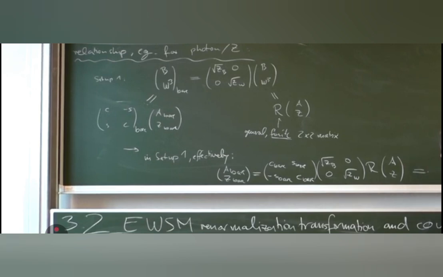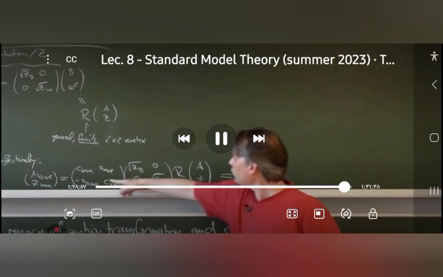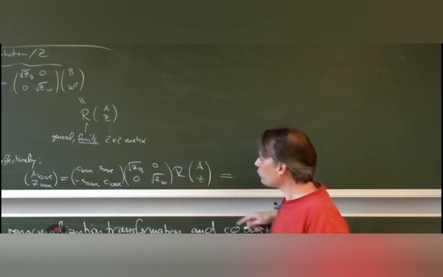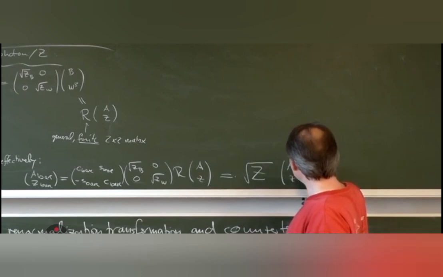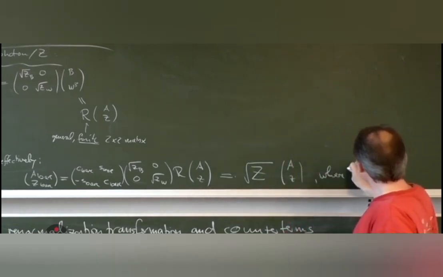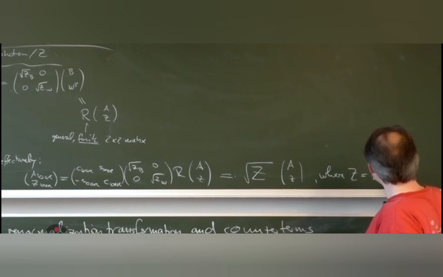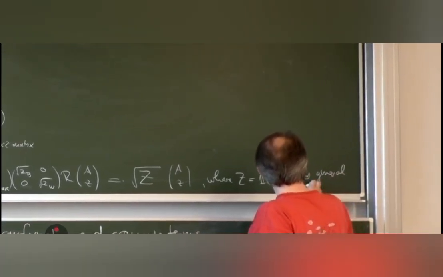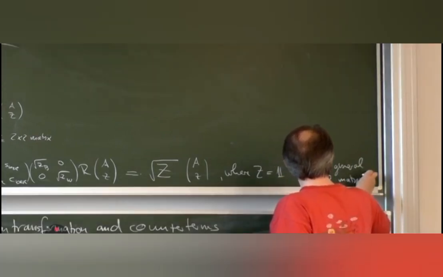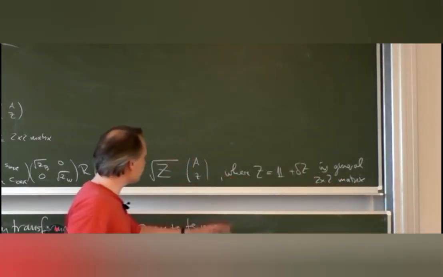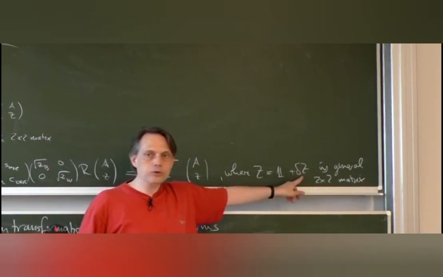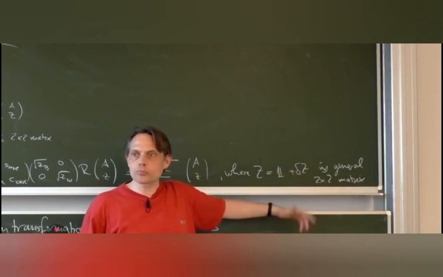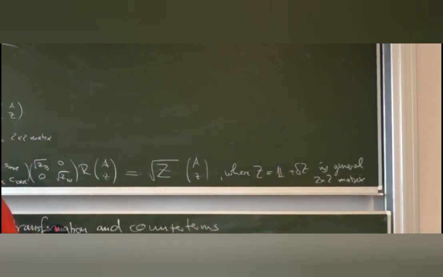And so what appears here is simply a general 2 by 2 matrix with divergences, and so you can call this a square root of Z matrix, where Z is equal to the unit matrix plus delta Z, a general 2x2 matrix. In particular, this is neither unitary nor Hermitian nor symmetric nor something else. The delta Z simply has 4 independent components which can be chosen in order to fulfill some renormalization conditions.